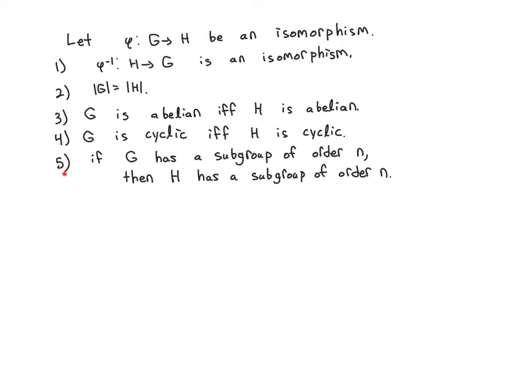I'm going to focus on 4 and 5, which the textbook does not prove. 4, G is cyclic if and only if H is cyclic. And 5, if G has a subgroup of order n, then H has a subgroup of order n.